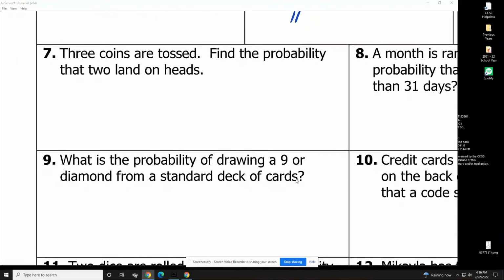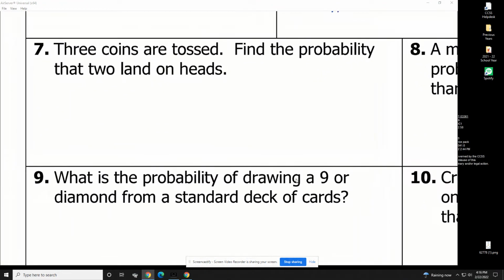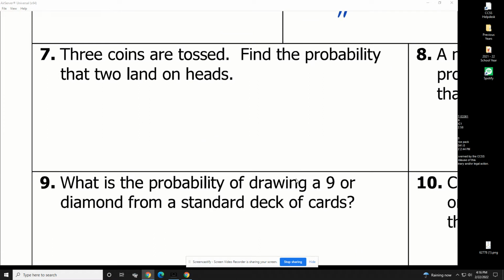Of course, number 5 we discussed. I want to do number 7 and 9 with you. So let's look at number 7. This one is probably the hardest one on here. It says 3 coins are tossed. Find the probability that 2 land on heads. So what I want you guys to picture or imagine is you just throw these 3 coins up in the air, and they all land at the same time. And you have to decide what was the probability that 2 of those tosses are actually going to land on heads. So that would allow for 1 of them to land on tails, 2 of them to land on heads.